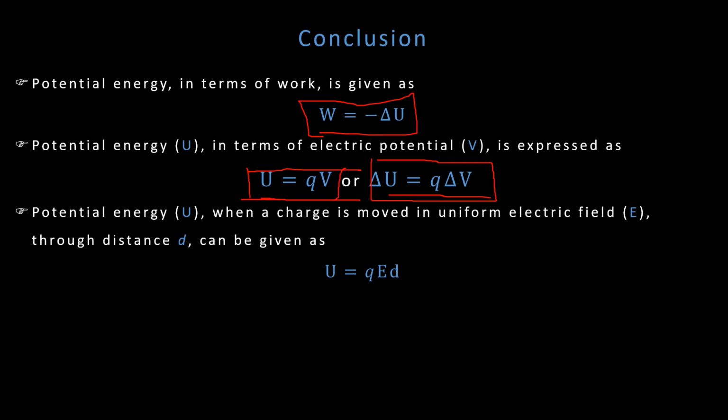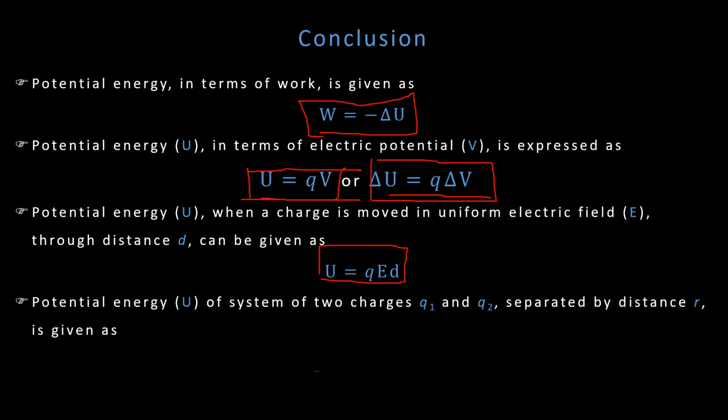Potential energy of a charge when we move it in an electric field can be given as qEd. Again the same thing, infinity to the given point we are considering, so not delta U, it is U, assuming initial potential energy to be 0. And potential energy for two charges separated by some distance can be given as kq1q2 by r. So that is how we can find out potential energy in case of charge and electric field. Thank you.